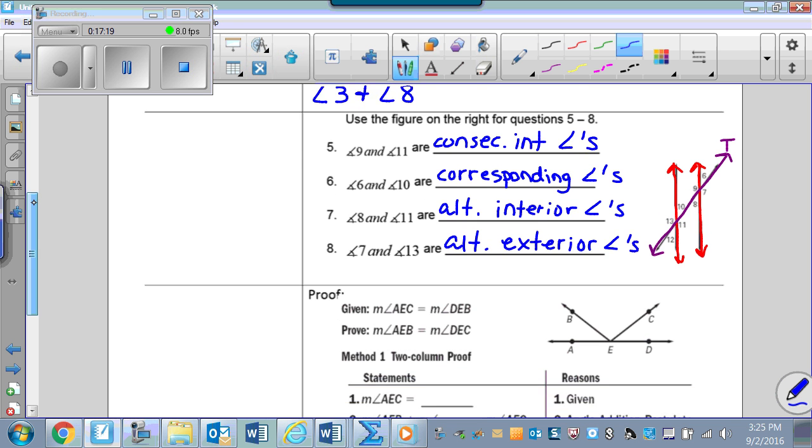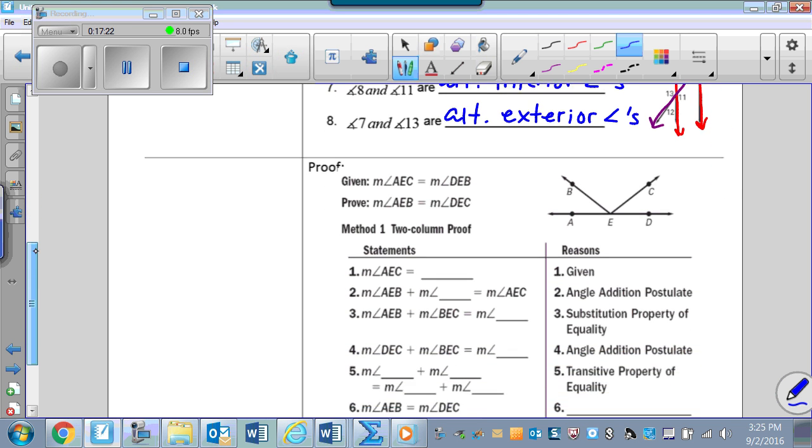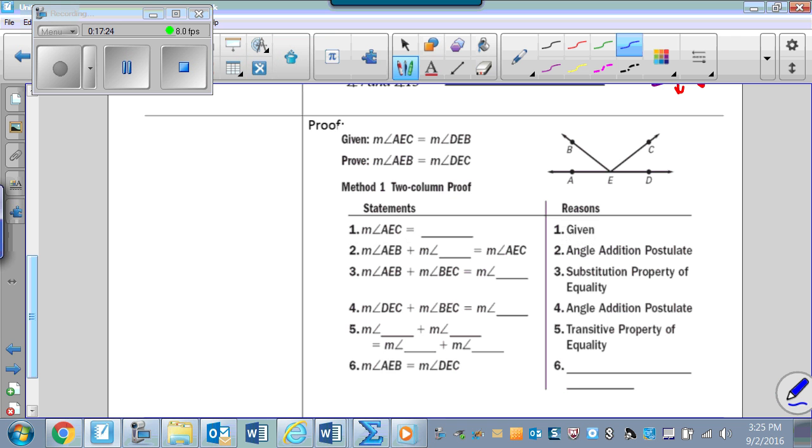All right, we're going to do a proof now, so get ready. Here we go. In a proof, you will always be given some information and you will be asked to prove something. So in this case, we're given that the measure of angle AEC, so that's this angle right here. There's AEC, I'm going to mark that, equals the measure of angle DEB. So I'll give that the same marking. DEB is right there. So those 2 angles have the same measure, which means they're congruent.